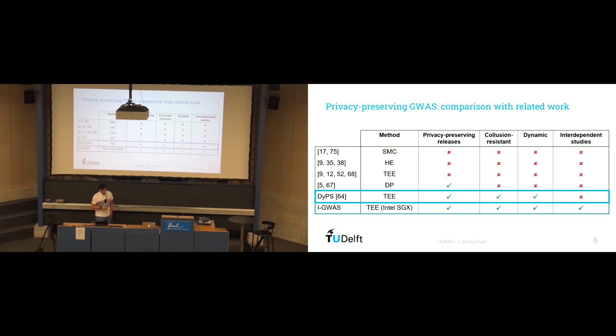We have our previous work here that was also published at PETS in 21. And there, we looked at everything except interdependent studies. We just assume that we have one nice, isolated study, and we release the data. We remove that assumption to get something more realistic. And this is what we do in this work. So we build on our previous work. We also use trusted execution environments. We could have used homomorphic encryption or secure multi-party computation. It's not the core of the contribution here.